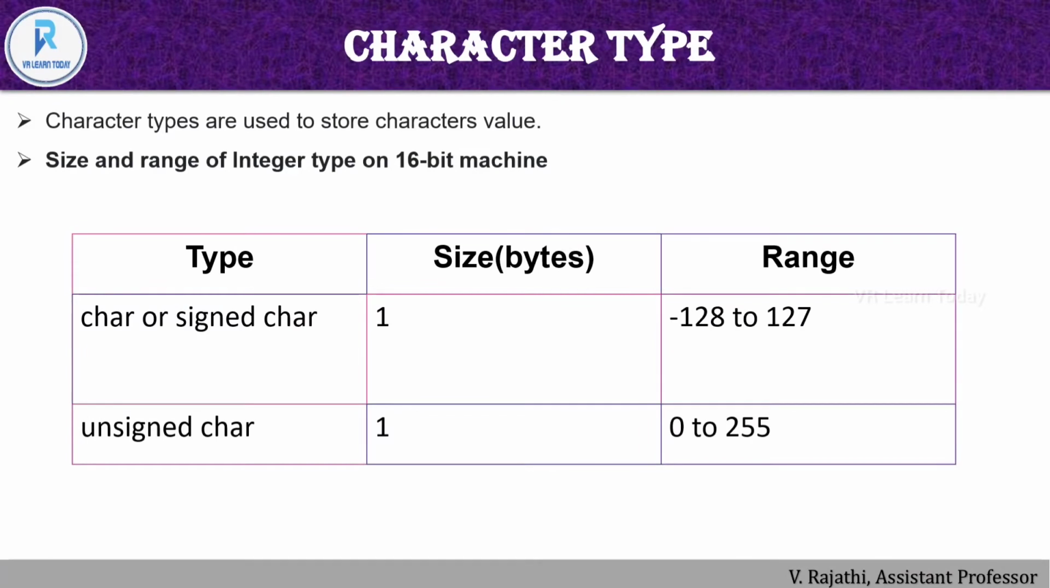So next is character type, and character types are used to store character values, and this is the corresponding size. For character, we know it is 1 byte, unsigned or signed, it will take only 1 byte.